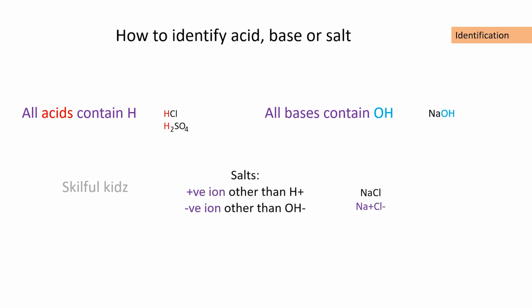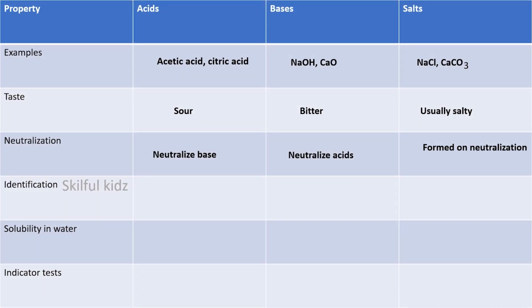In salts, the simple rule to identify a salt is that it should contain at least one positive ion other than H+ and one negative ion other than OH−. Now let's take the example of sodium chloride. So it contains the sodium Na+ and chloride Cl− ions. Let's pin the important identification points on our concept board. These rules help guide our decision to find acid, bases and salts.